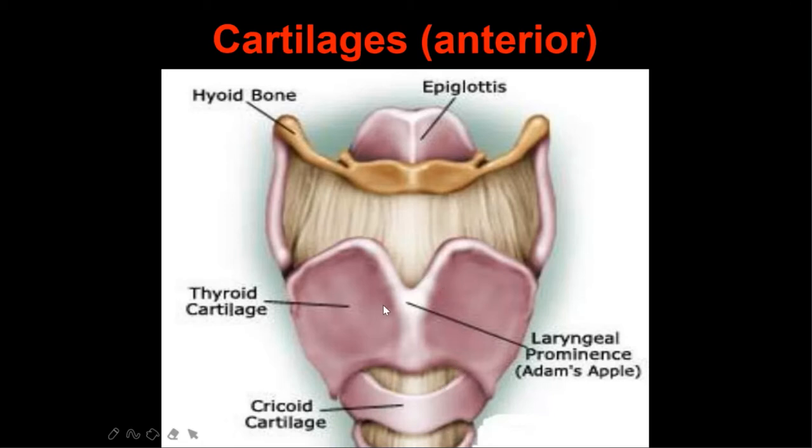Thyroid cartilage and the cricoid cartilage are formed by hyaline cartilage, but the epiglottis is formed by yellow elastic cartilage. Thyroid, cricoid, and most of the arytenoid, except the tip of the arytenoid, are formed by hyaline cartilage. The tip of the arytenoid, epiglottis, corniculate, and cuneiform cartilages are formed by elastic cartilage.